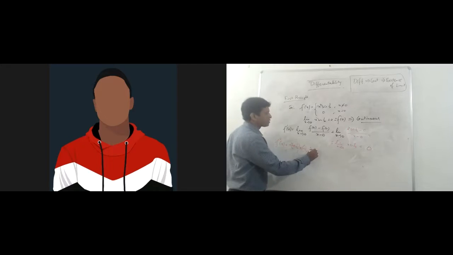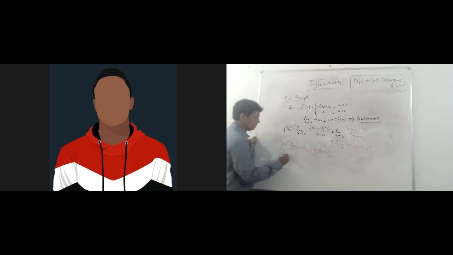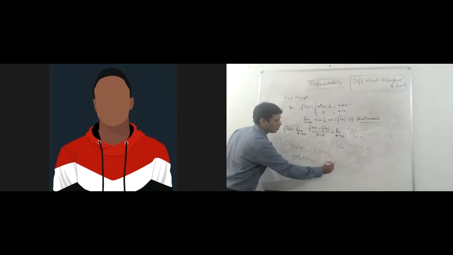Let us do the differentiation directly. The derivative of x square sin 1 by x will be x square times cos 1 by x, and by chain rule you get minus 1 by x square, plus 2x sin 1 by x. So that's minus cos 1 by x plus 2x sin 1 by x, for x not equal to 0.